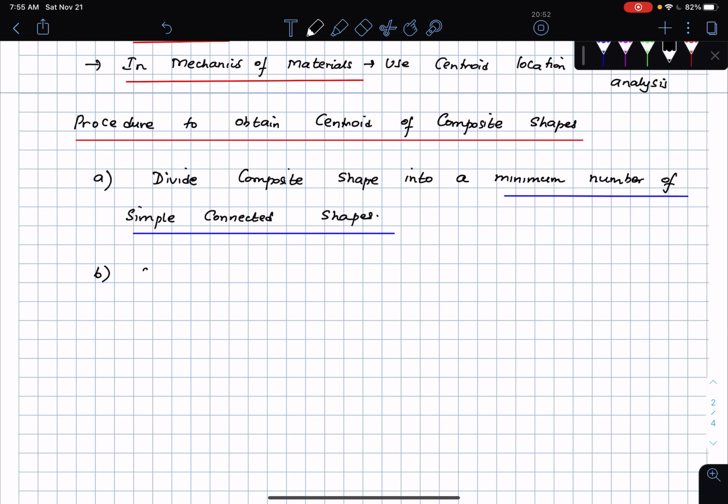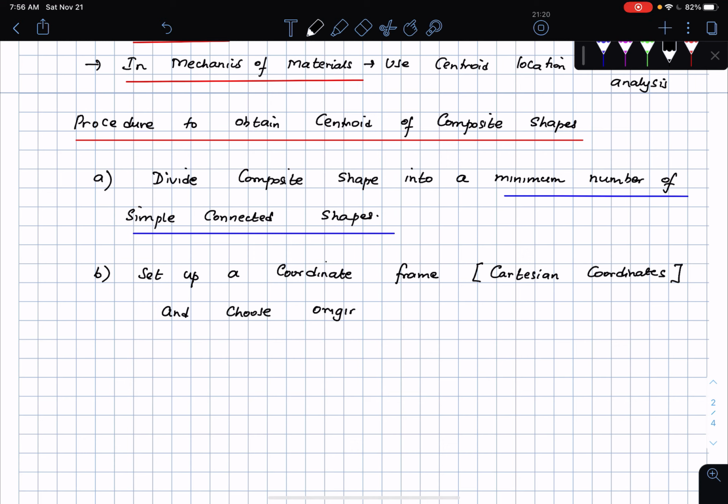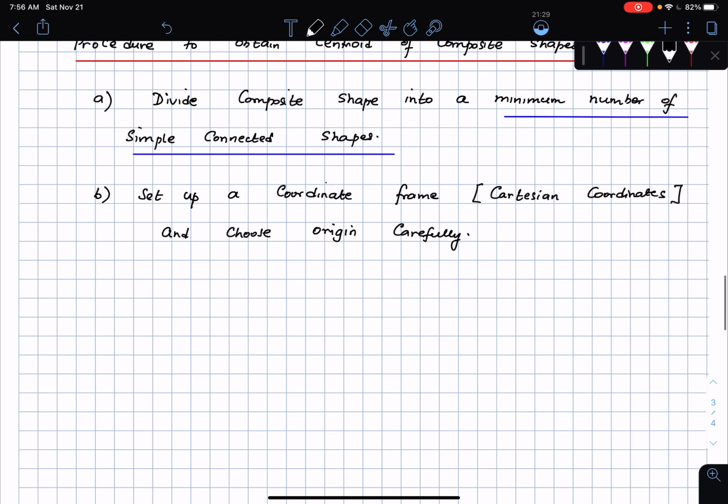The second thing is set up a coordinate frame and choose the origin carefully. So typically you will set up a Cartesian coordinate frame, and choose the origin judiciously or carefully, because it is important. This is the basis for where you're going to be locating the centroid from.